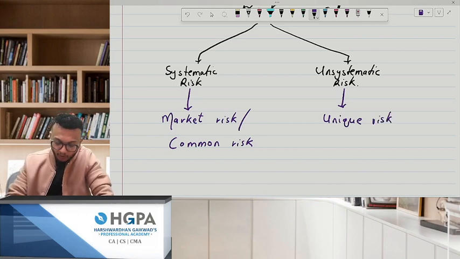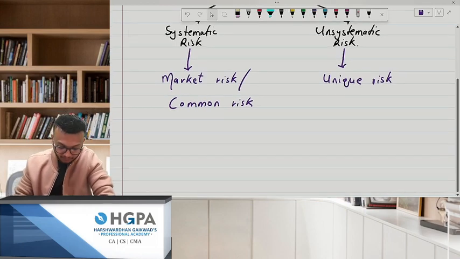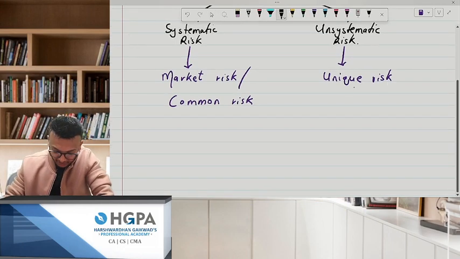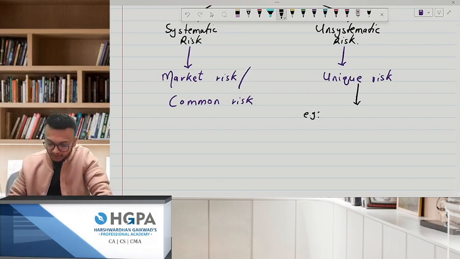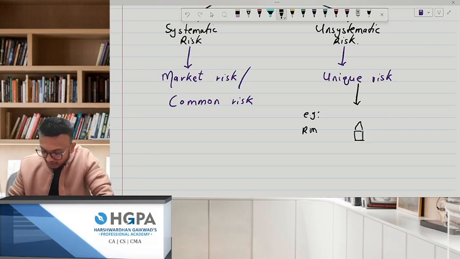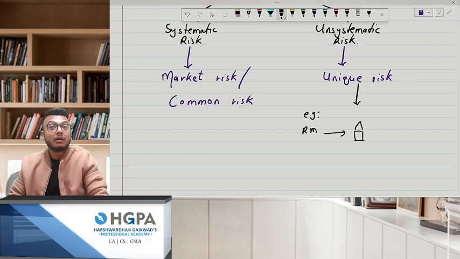Now the main point here is, first I'll tell you unsystematic, then I'll come to systematic. See, for example, let us say in your company, raw material is not coming on time. What are the consequences of this? First, your production will get delayed. If your production gets delayed, you will not be able to grab the market at the right point of time.